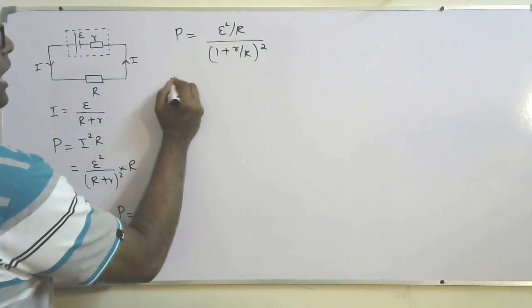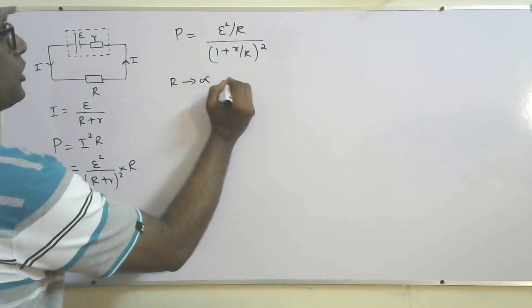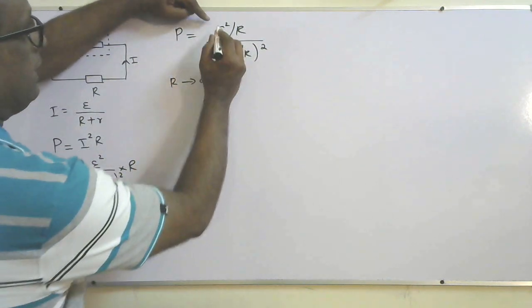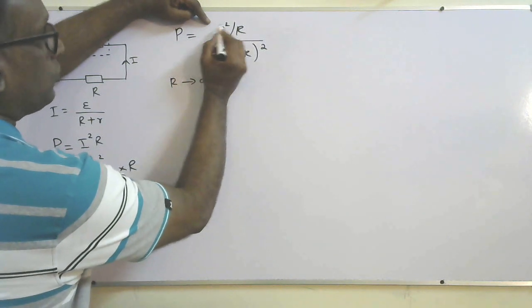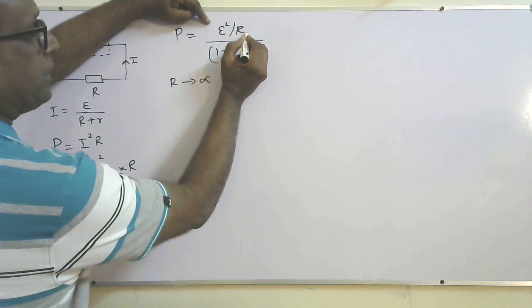Now you can say when R becomes infinity, what will happen to the power? When R becomes infinity, the numerator will become 0. When you divide any number by infinity, it will become 0.